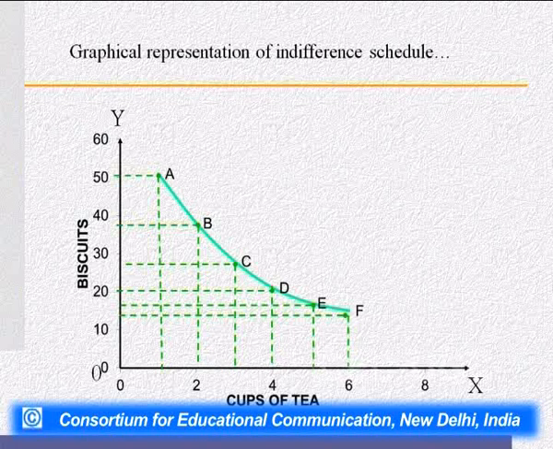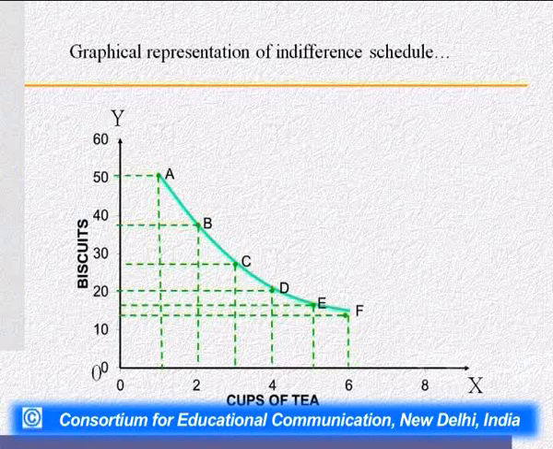Here you can look, on the x-axis we have taken cups of tea, and on the y-axis we have taken units of biscuits. At the level of 0 to 1 cup of tea, you consume 50 units of biscuit, and at the 2 level you can consume 40 units of biscuit.